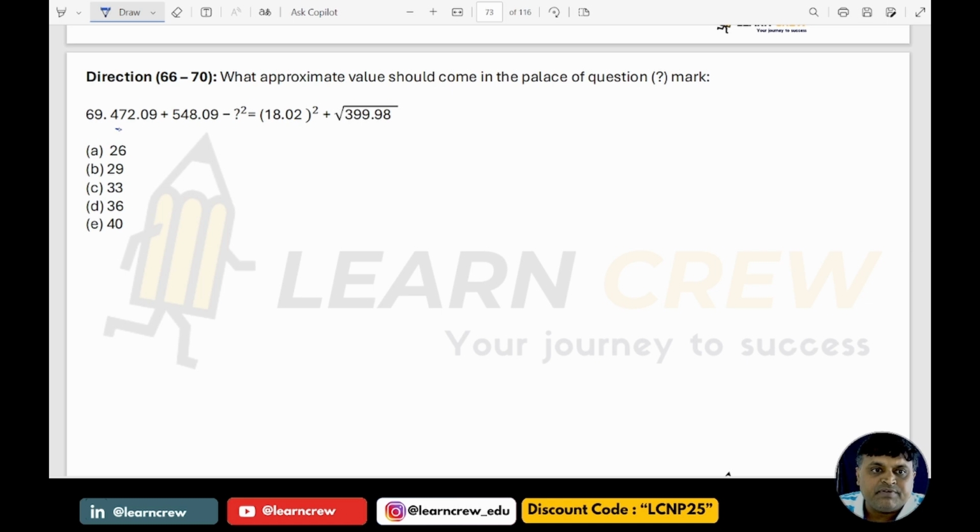472 plus 548 is how much? It is 1020 minus x square. 18 square is 324 plus 20, it is 344. So x square is equal to 1020 minus 344, which is 676. So x is 26.